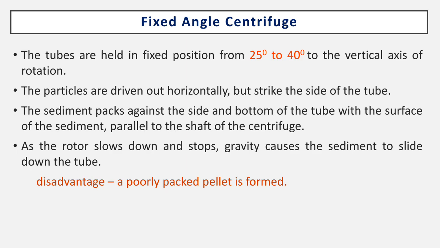That's why the sedimentation packs against the side and bottom of the tube, with the surface of the sedimentation parallel to the shaft of the centrifuge. Because of that vertical angle of 25 to 40 degrees, the sedimentation pack will not be even. It will be in a slanted position towards the shaft, parallel to the shaft of the centrifuge.